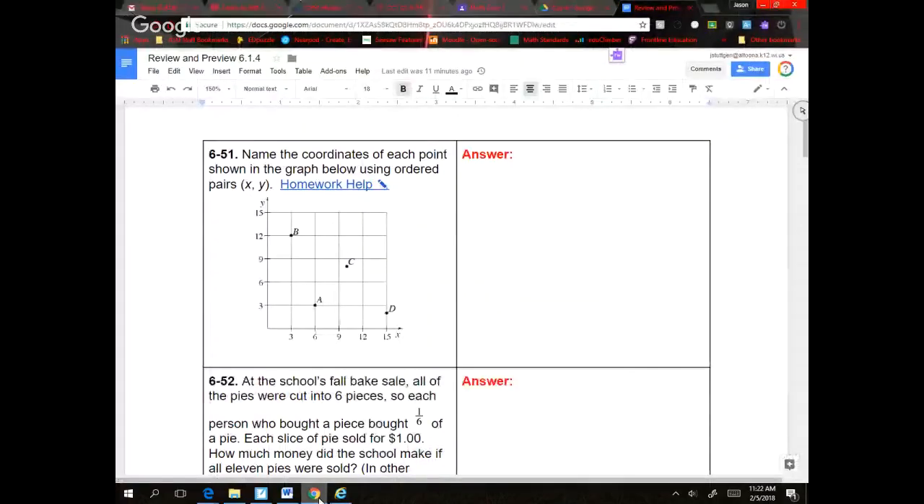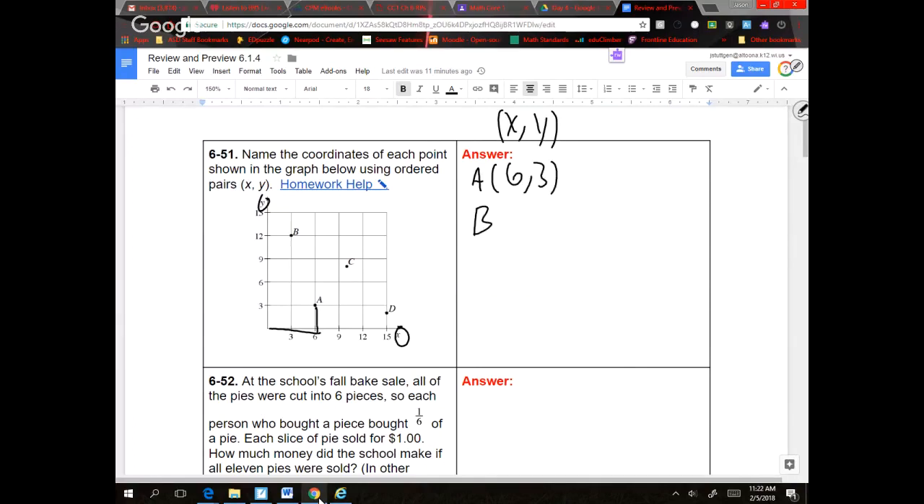Point 1, point 4. First one, you just had to tell me each of the points. So point A was at, remember, it always goes X, then Y. So X, they label them here for you. So you go over 6, and then up 3. So the first one should have been 6, 3. B should have been 3, 12.